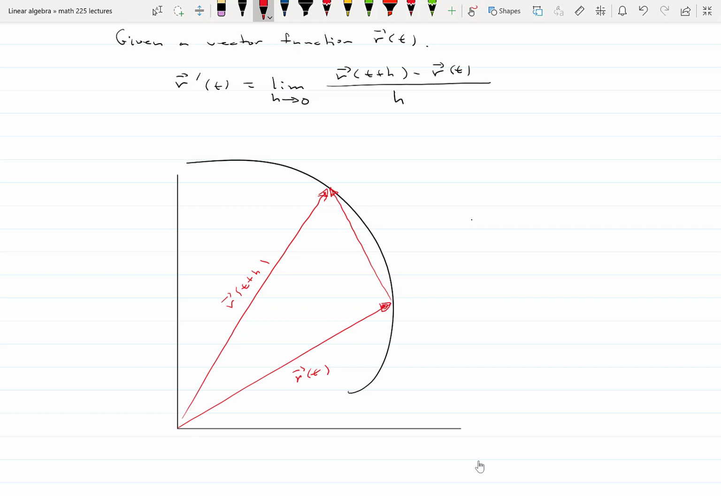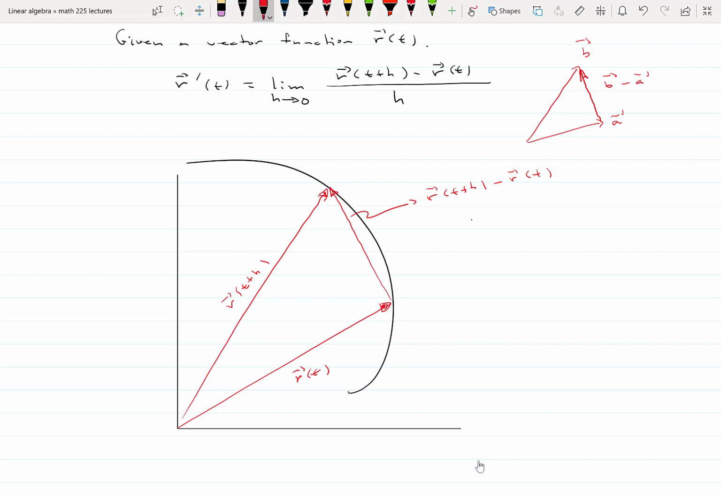Well, remember from earlier in the course, if we have a vector A and a vector B, and we place them tail to tail, then the vector from the tip of A to the tip of B is B minus A. So the vector from the tip of r of t to the tip of r of t plus h has got to look like r of t plus h minus r of t.